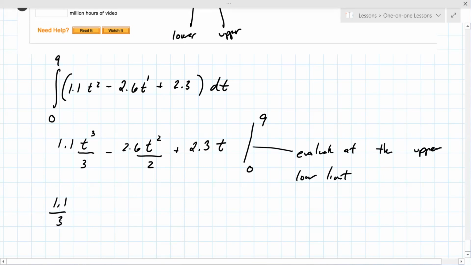Exactly. So it becomes 9 cubed minus 2.6 times 9 squared plus 2.3 times 9, minus, and you have to evaluate it at the lower limit. But what happens when you put 0 in for t in each of these? Just 0. So some instructors want you to write out that it's minus 0 for that. That's why I say you're going to grab your calculator and get a number for this.